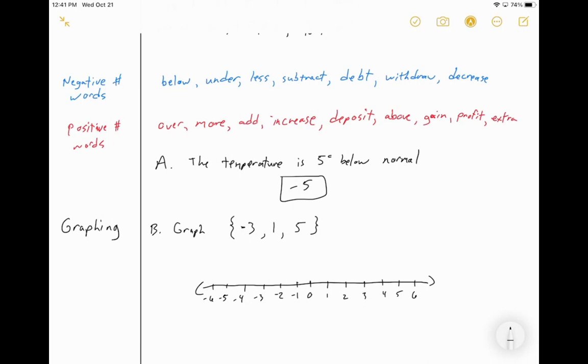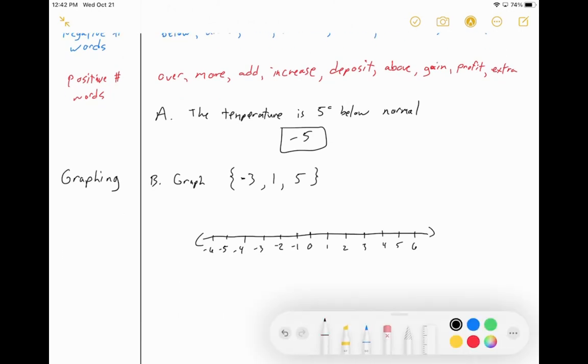All right, so in order to graph these numbers, all you're going to do is you're going to put a dot where the number is on the number line. So the first one I'm going to find is -3. Over here it is, right here, -3. And I'm going to put a dot on the number line at -3. And that is how you graph. So go ahead and do the same with the other numbers.